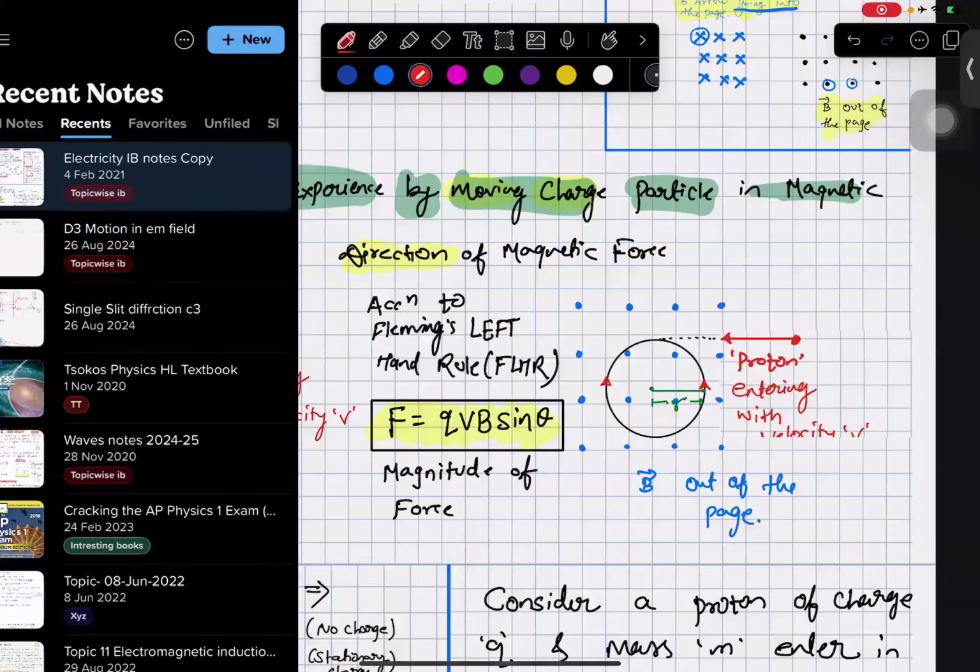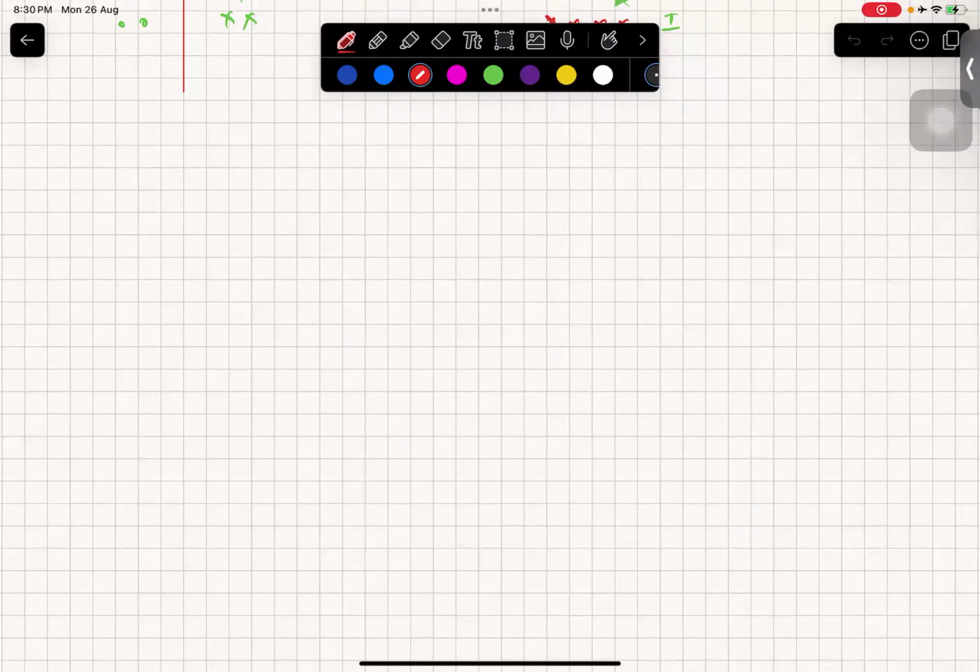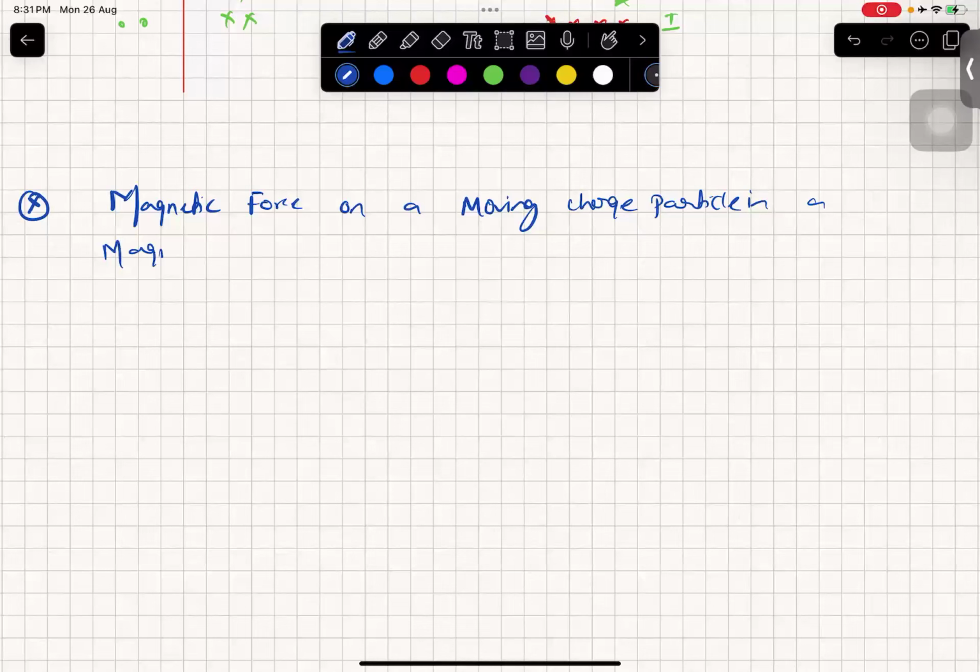Here, let's set up a magnetic field into the page. The magnetic force on a moving charged particle in a magnetic field. So I'm going to draw this: I set up a magnetic field which is into the page.